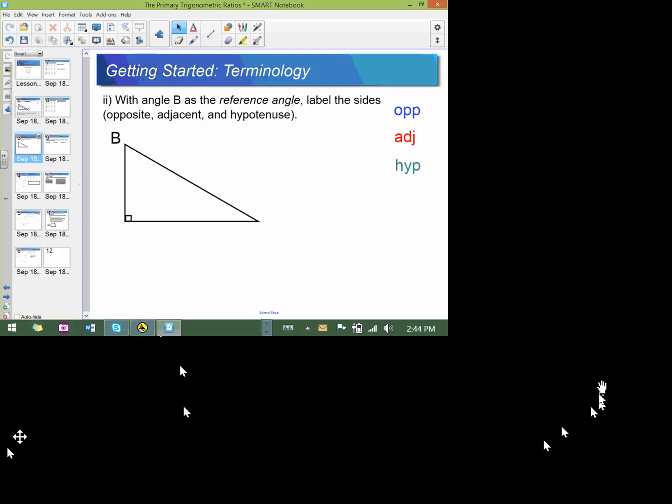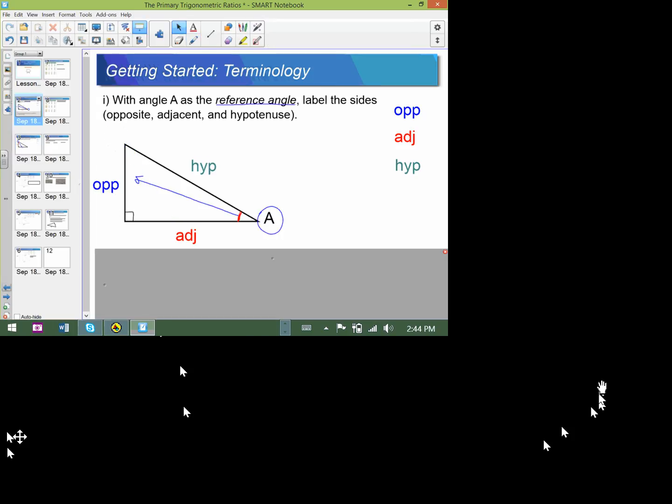So, looks like you might have labeled this side, which is across from the reference angle, as the opposite. The hypotenuse you labeled as the longest side, across from the right angle, and the side that remains, the one that helps form the angle you're working with, is known as the adjacent. Okay? So what's important here is the fact that when you change the reference angle, you can kind of see it here.